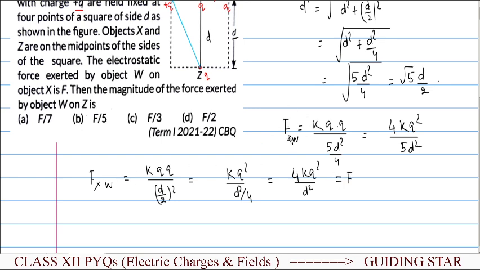Then we will write the force on Z due to W in terms of this one. Here we got F as 4 K Q square by D square, so this particular value is nothing but our F. Then the force on Z due to W will be equal to F upon 5. Clear? So if we check the options, F upon 7 is wrong, F upon 5 is correct, and the rest will be wrong.